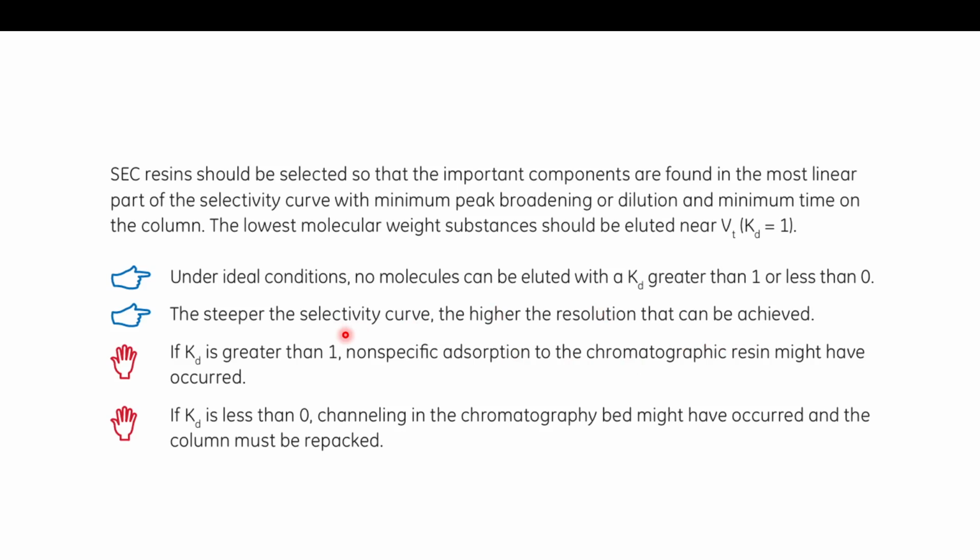If the resin is more selective, it will be able to separate out the components properly. Selective, as in, it depends on the pore sizes of the resin or the matrix in question. Now, if the distribution or partition coefficient is greater than 1, what actually happens is non-specific adsorption or non-specific interaction on the chromatographic resin.